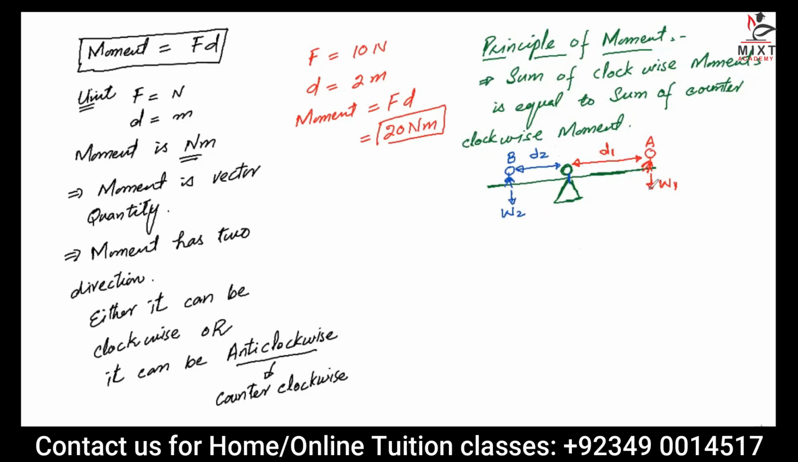Now, if you see here, this direction is my clockwise, and this direction is my anti-clockwise. So then I will write the formula: the sum of the clockwise moments will be equal to the sum of the anti-clockwise moments.